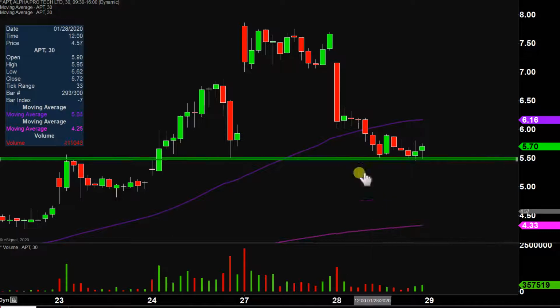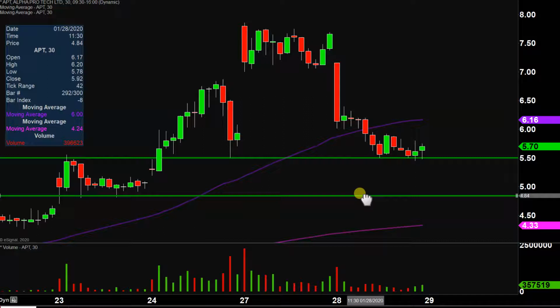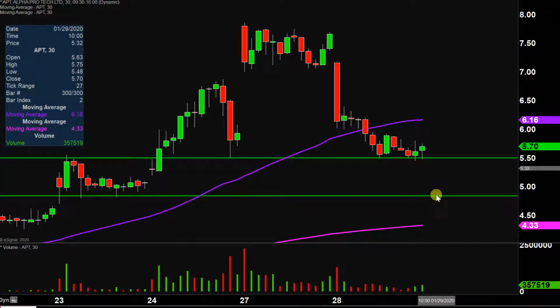If the price cannot quite hold above there, then the next key level of support after that point would be down there right around $4.85. So keep an eye on these levels going forward. But all in all, rough day, but we'll see if the price can try to get things turned around.